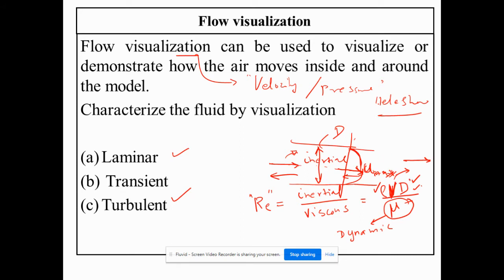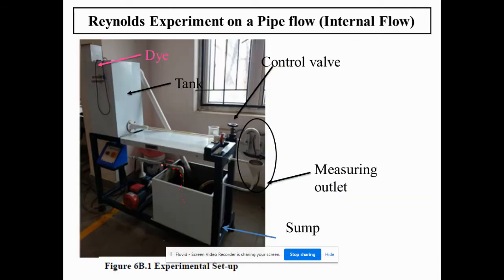So let's quickly get into the setup. The pump takes the water and delivers it to the tank, from which it flows in this pattern. And here is the region where we are going to observe how the flow is going to be, our observation region. It's a glass tube, a transparent tube, and the flow is coming here and getting out of here.